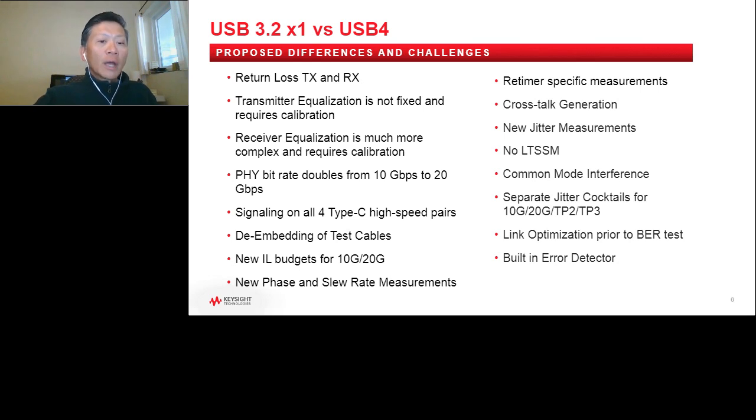Signaling is on all 4 Type-C high-speed pairs. So USB 4 always runs in by 2 mode, always. It can gear shift down to by 1, but you must ship and test the product in by 2 mode, always. There's so little margin that the CTS, the proposed CTS, requires that you de-embed the test cables.